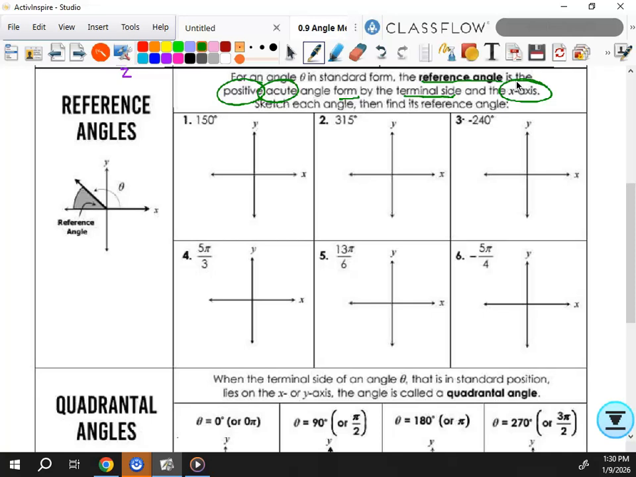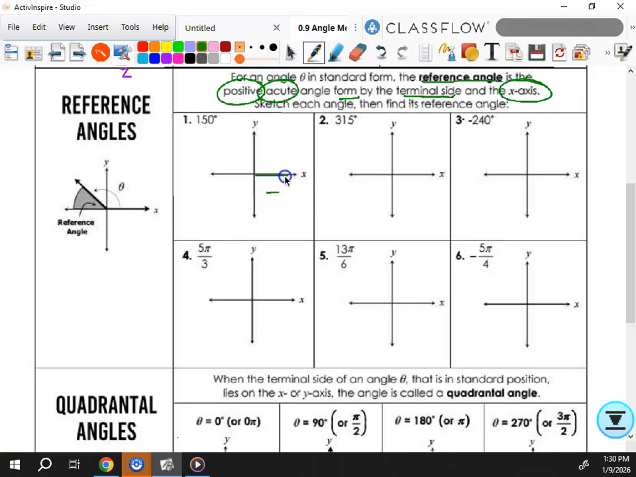Now, it's not always in standard position, which means that I don't care which direction you rotate to make that reference angle, because it's a reference angle, it's always positive. So whether you're rotating clockwise or counterclockwise to get the angle, the reference angle itself is going to be positive, all right? And I'll keep reminding you of that as we go through this. So this says to sketch each angle, then find the reference angle. All right, so we're going to sketch 150 degrees.